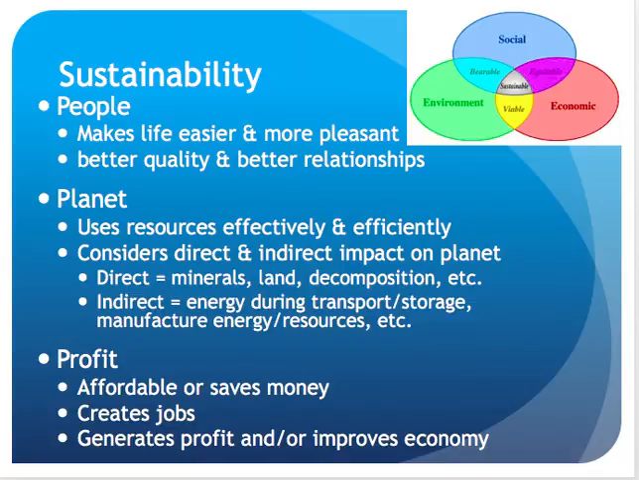That's the people aspect. The planet aspect is talking about using resources effectively and efficiently. In other words, is it wasteful? Does it consider both direct and indirect impact on a planet? Direct is things like the minerals, the land, waste afterwards, etc. Indirect is like transport and the energy that it takes. How far did that material have to travel? What went into its manufacture? Was it manufactured using renewable energies, or was it manufactured using non-renewable energies? What kind of resources went into that?